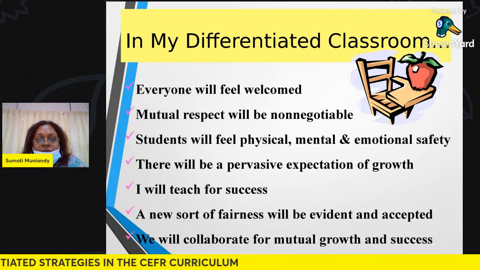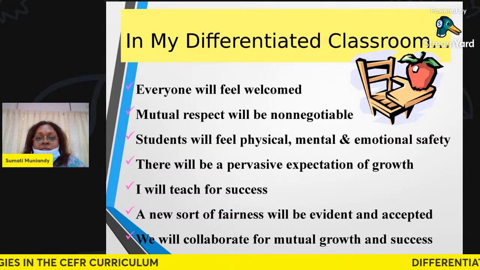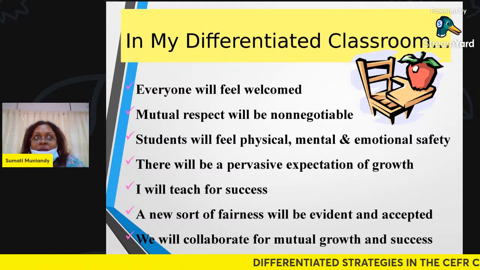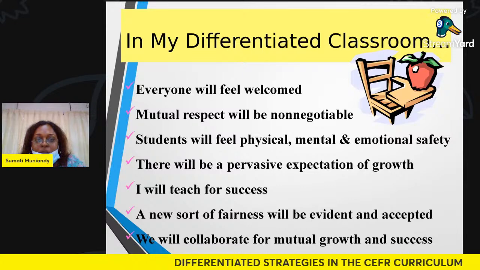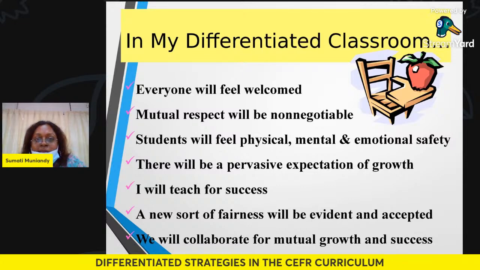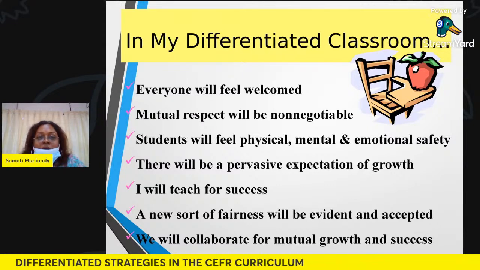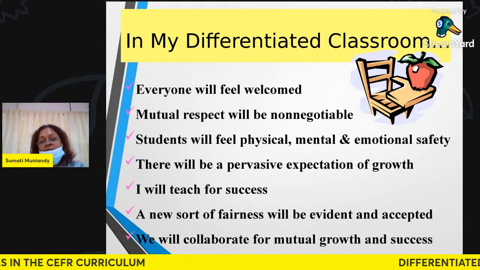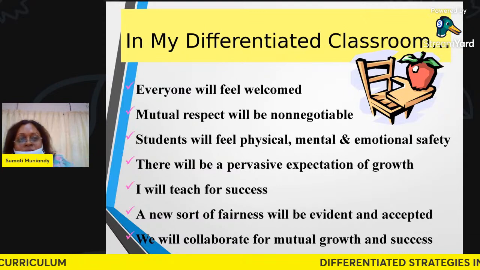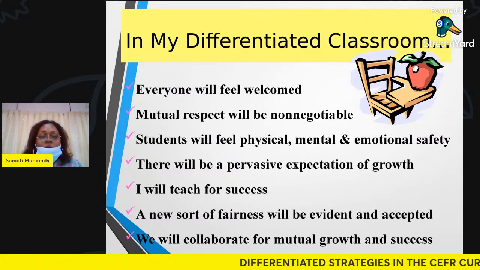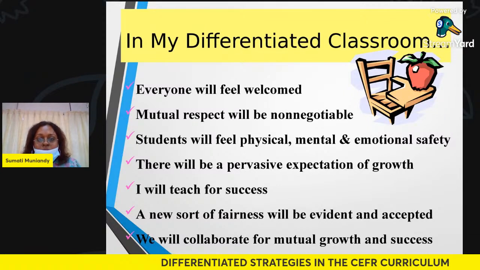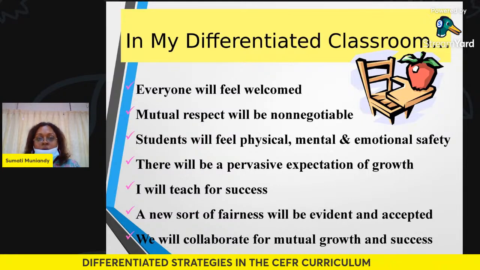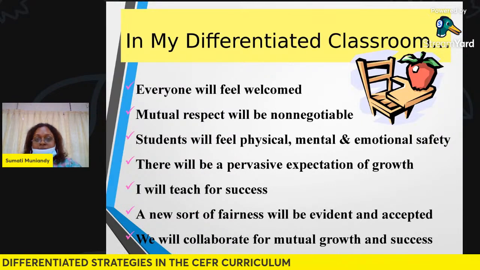Mutual respect. Students feel physically, mentally, and emotionally safe. They won't feel threatened with English, right? There will be a pervasive expectation of growth. I will teach for success. A new sort of fairness will be evident and accepted. Fairness is very important. That means we treat our students fairly. No one is left behind. So this is how you should do it. Collaborate for mutual growth and success.